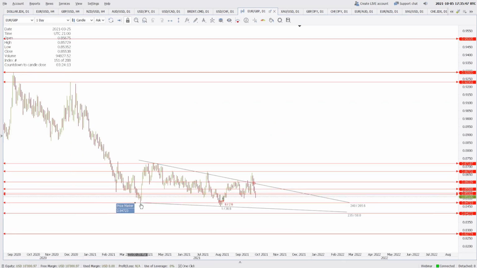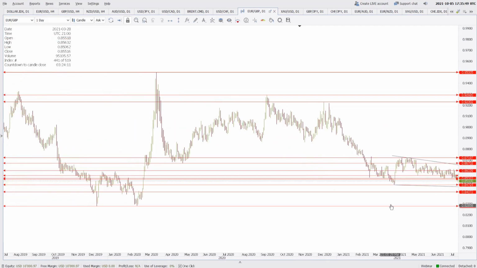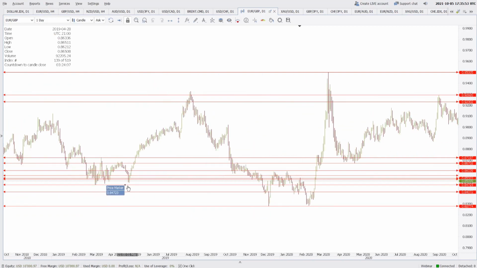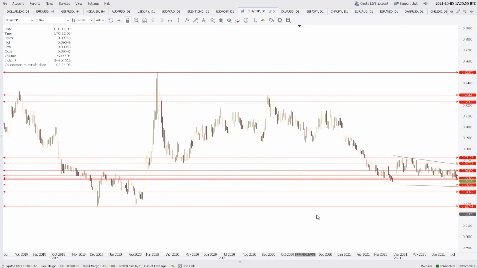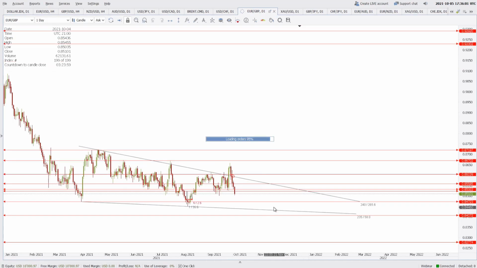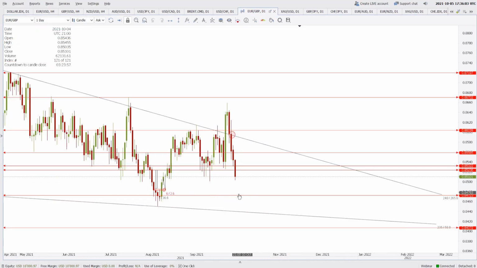Why? Because in the past, you see, this area has been a very good support. And after that 0.8277 here is also a very good support, but that is too far. So yes, let us hope that 0.8472 acts as a good support. Right now 0.8523 is the resistance and 0.8472 is the support for this market.